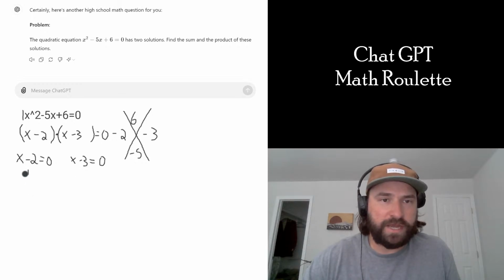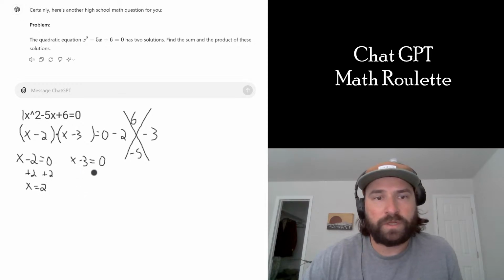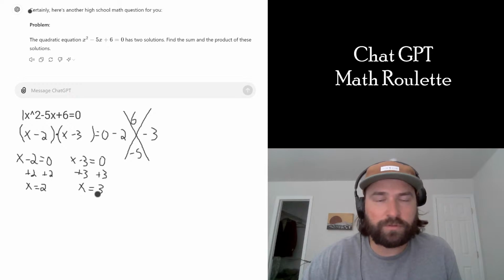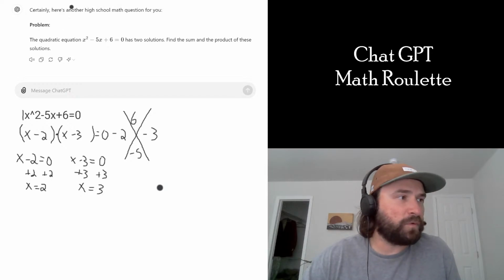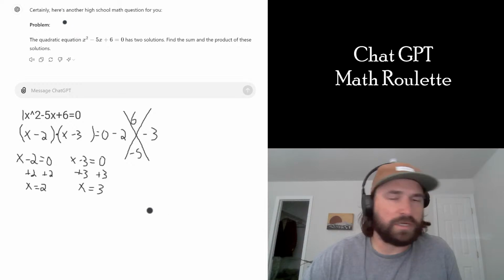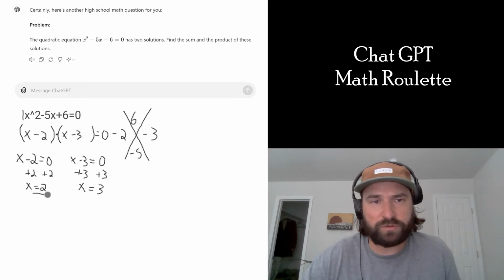So for this one, we just add 2 to both sides. We get x equals 2. And over here, we add 3 to both sides. We get x equals 3. So our two answers are 2 and 3. And the question was asking for the product and the sum. So the sum would just be this one plus this one. So 2 plus 3 is 5.